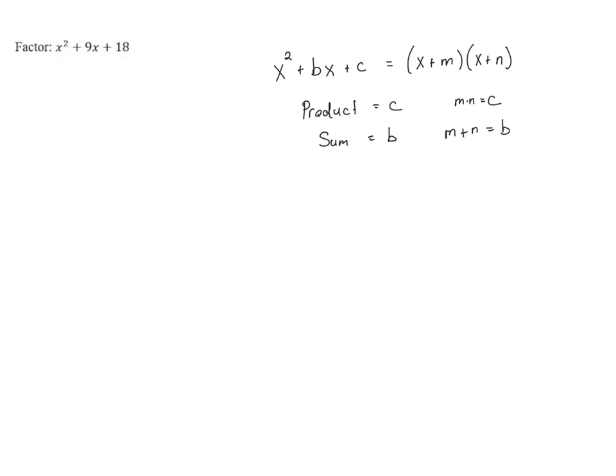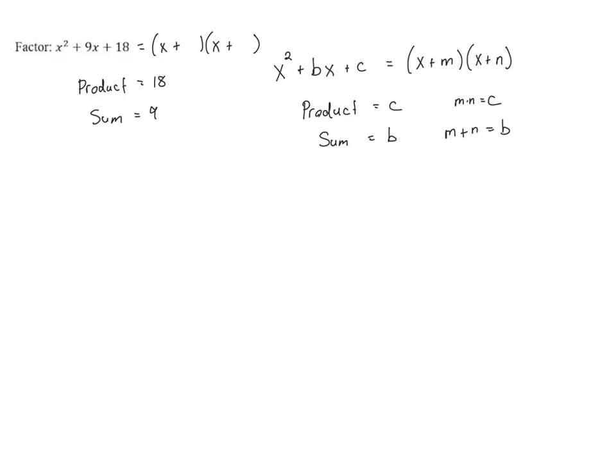And when we find those numbers, we put them in this format, x plus the first number times x plus the second number. Now, let's look at our polynomial here, x squared plus 9x plus 18. When we factor this, this is going to be a product, x plus one number times x plus another number. And we know two things about those numbers. We know that their product is going to have to equal 18. That's the constant term here. And we know that their sum has to equal 9. That's the coefficient on the x. So we're looking for two numbers that have a product of 18 and a sum of 9.